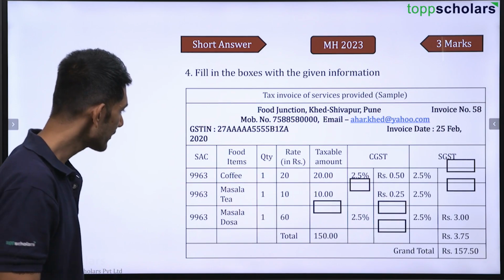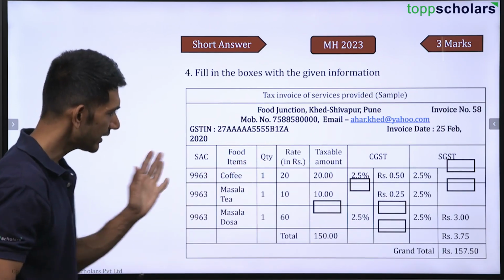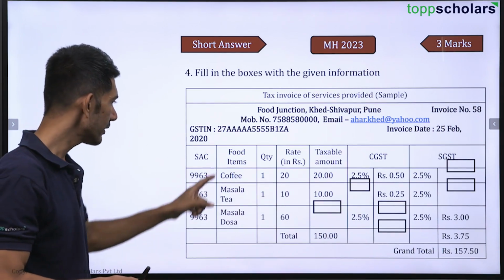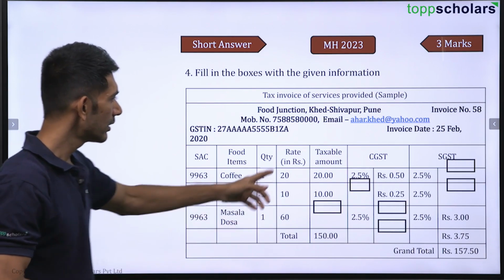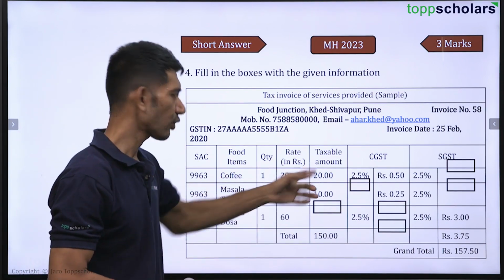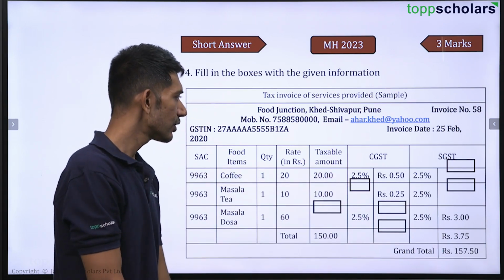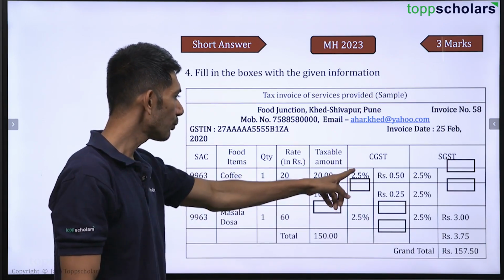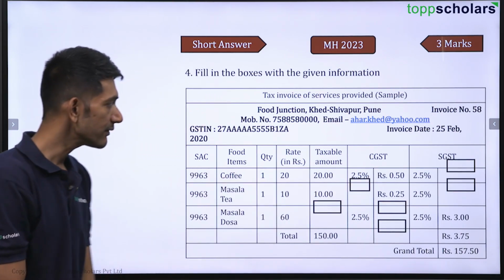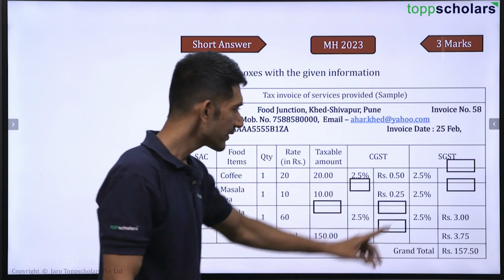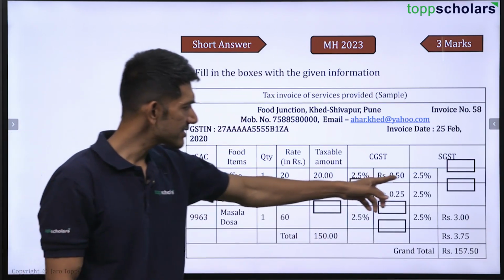So here we are supposed to fill the boxes that are given, and this was asked for 3 marks. Now if you see, there are some food items. Let's focus horizontally one by one. So the first food item is coffee. The quantity is 1. Rate is 20 rupees. So obviously the taxable amount is going to be 20 rupees. CGST is 2.5%. So 2.5% of 20 rupees is rupees 0.5, and SGST is also 2.5%, which we already know because SGST and CGST is equal.